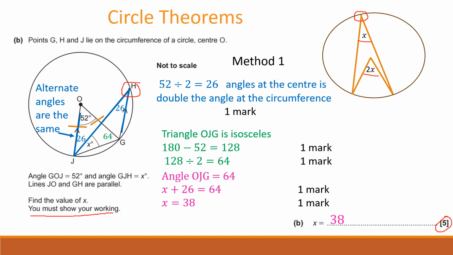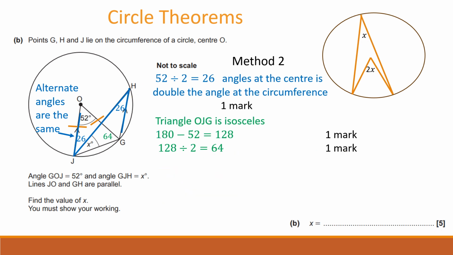Now the second method, exactly the same as the first one up until the point where we get to the green line. So from this point here where I'm drawing a line across here, this above is going to be exactly the same. It's just an alternative method for the end of this question. So method 2, as I said, is the same up until this isosceles triangle. And then you can see I've got a triangle, which is triangle OJG.